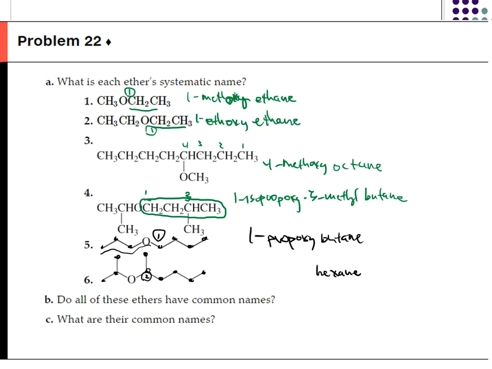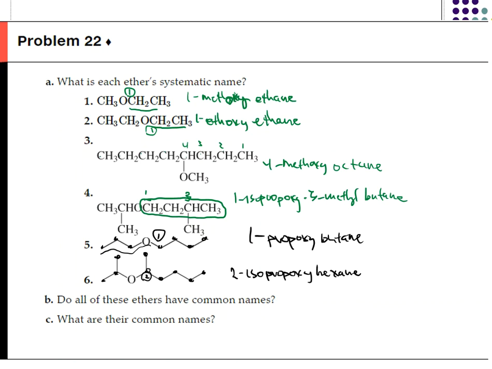This is a hexane. On carbon number 2, I have this oxygen-containing group. Well, there's 3 of them. It makes an L, so there is my isopropyl again, and this is an isopropoxy. So on carbon number 2, I have an isopropoxy, and then hexane follows that. So 2-isopropoxy hexane. Part B says, do all of the ethers have common names?